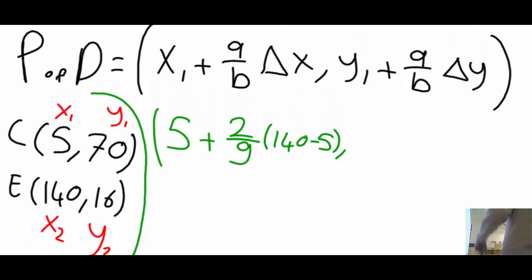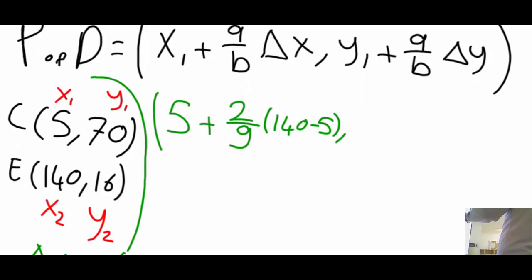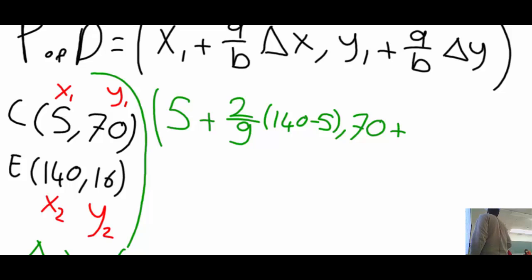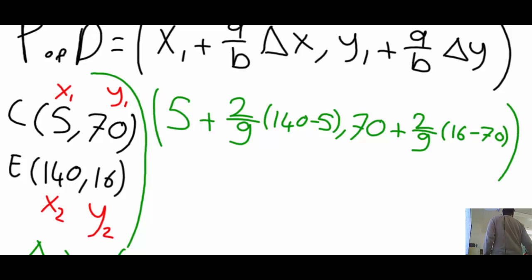Next from the formula, y1 goes here. y1 is 70. Let's write that down. Plus A divided by B is the same ratio, 2 divided by 9. And for the difference between the y's, you write down y2 first. y2 is 16, 16 minus y1, which is 70. This is how you start.